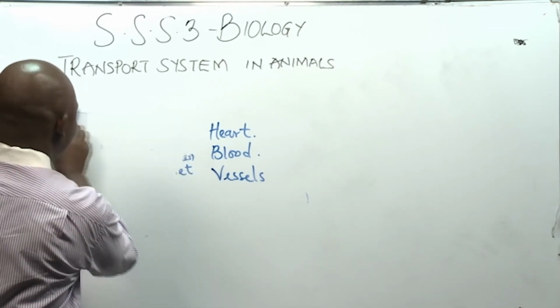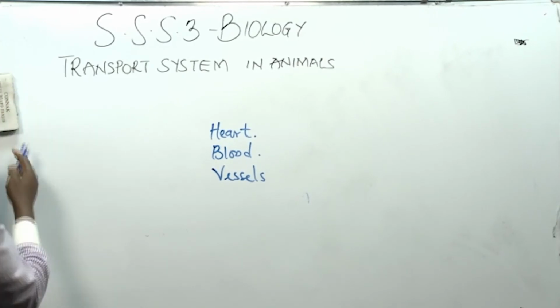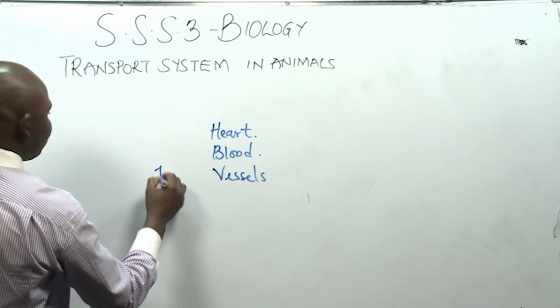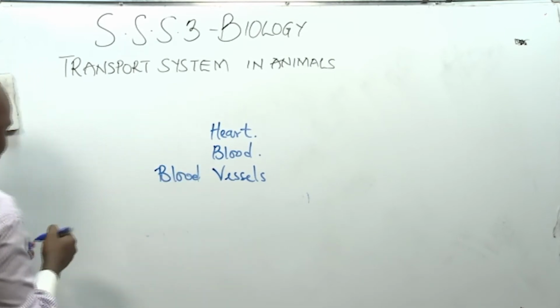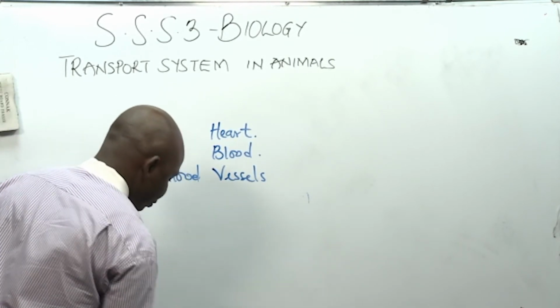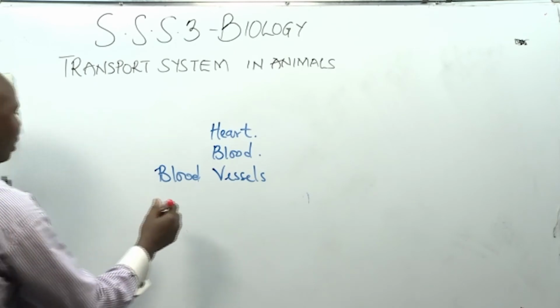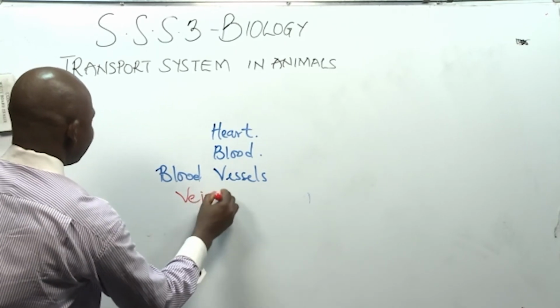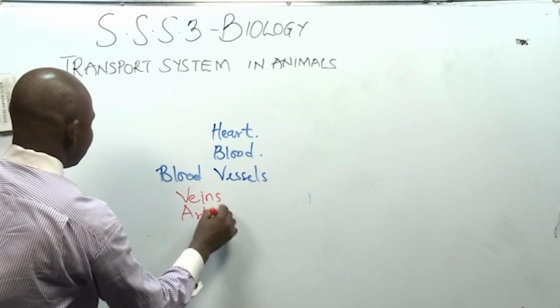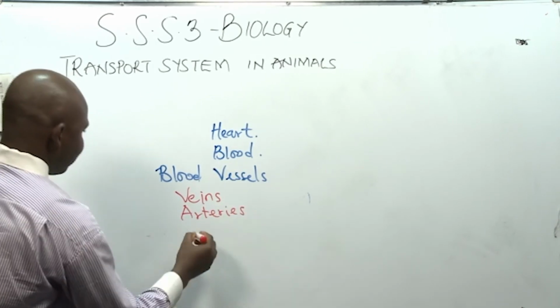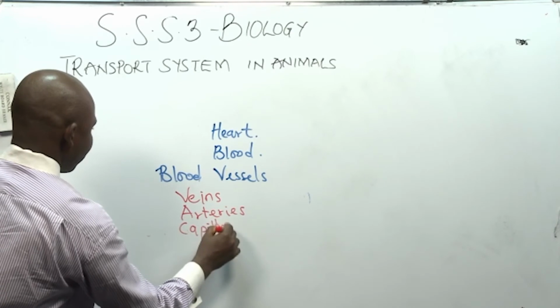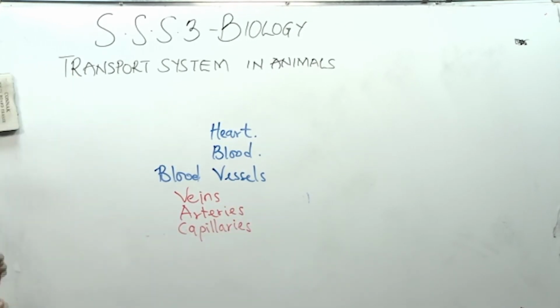Now, talking about blood vessels, majorly in the body of man, we have three major blood vessels. I'm sure you still remember them. We have the veins, we have the arteries, and we have capillaries. These are the vessels that help to transport the blood from the heart to the body and back to the heart. We'll be looking at them one after the other.